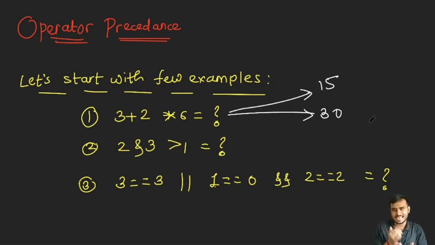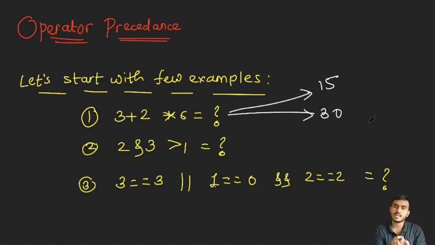Now, how can one expression have 2 different answers? Obviously, only one of them is correct. Not both of them can be correct. But how are different people getting different answers? So let's figure it out.